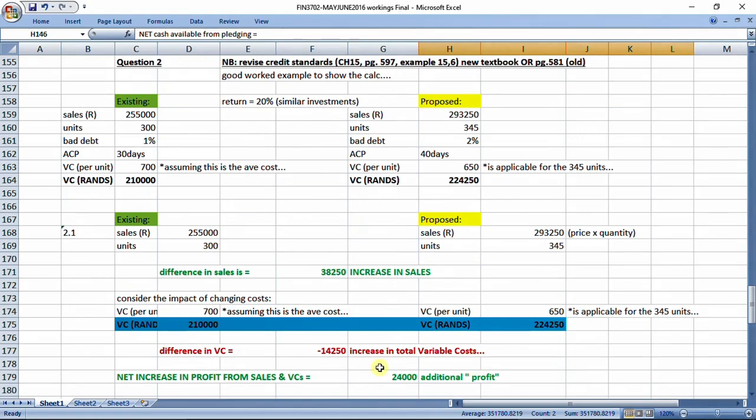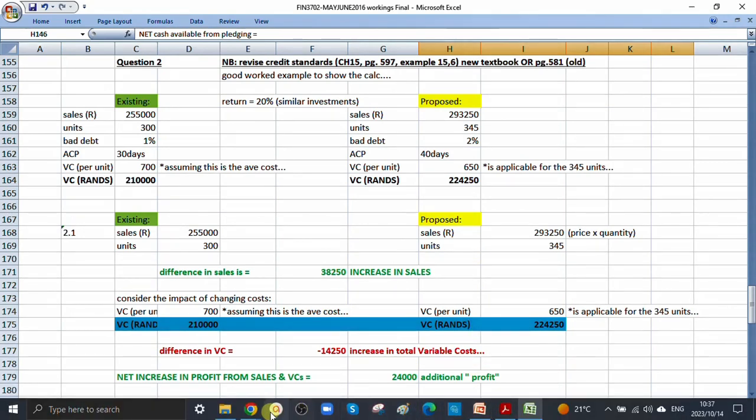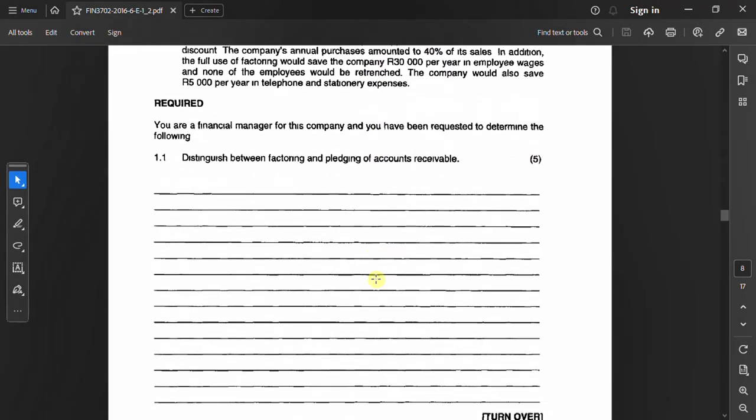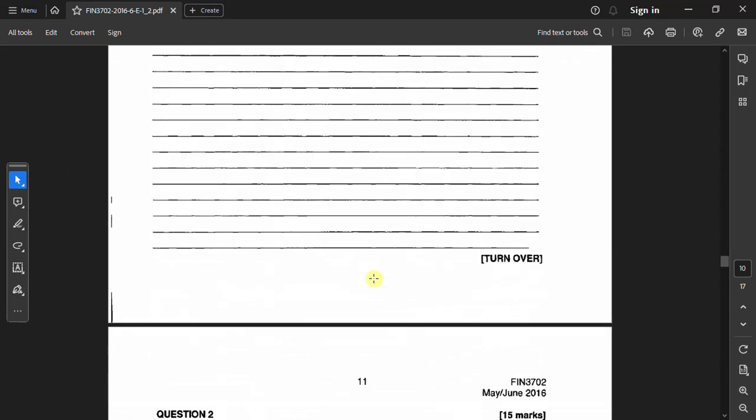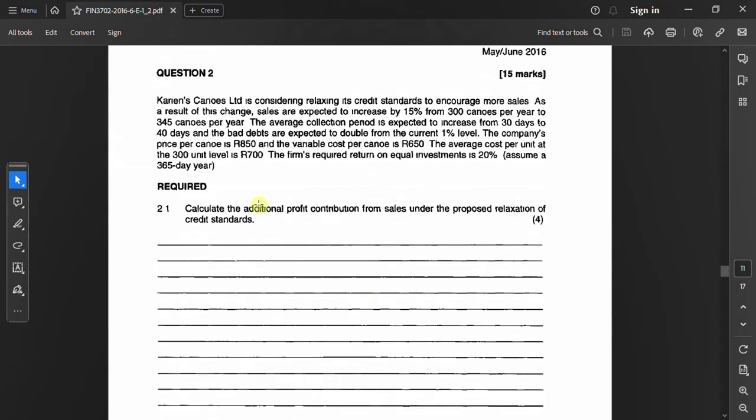So based on the current expectation, the factor would allow you to access a certain amount of funding. Net cash available from pledging: 351,000. So that's how much I could potentially get from this debtors arrangement, using it as a pledge, using it as security for more capital. Yes.